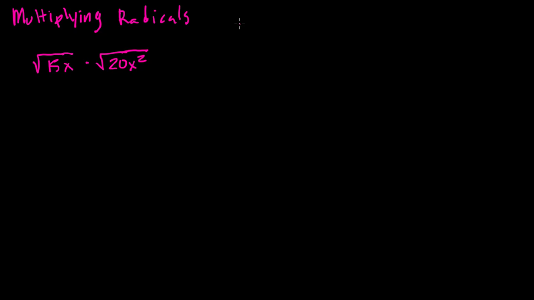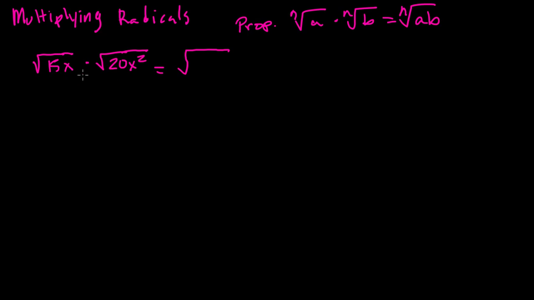So what do we do in this case? Remember, we've got this property, and this property says that if I've got the nth root of a times the nth root of b, then we can multiply them together, and we'll have the nth root of ab. So that makes this problem pretty simple, at least to start. We've got a square root times a square root, so we're just going to multiply what's underneath. 15 times 20 is going to be 300, and then x times x squared, we are going to add the exponents. So 1 plus 2 gives us 3.